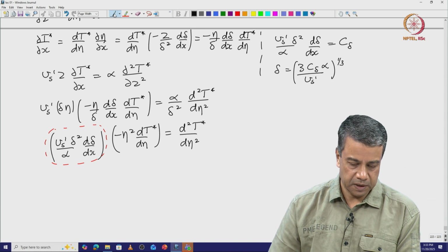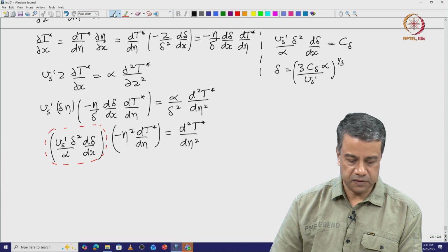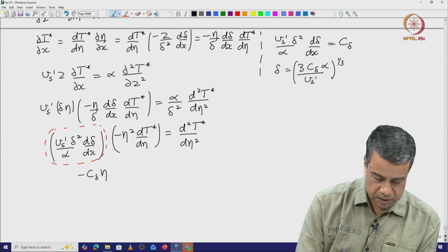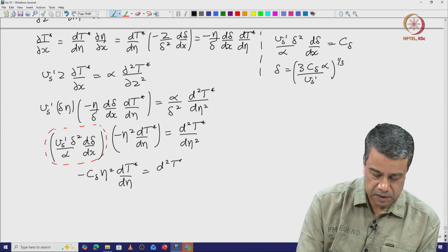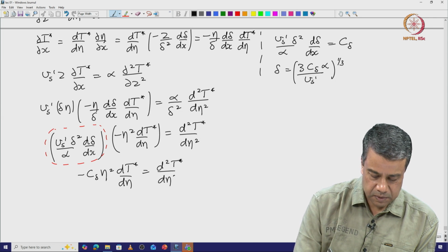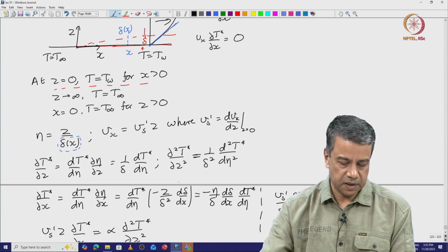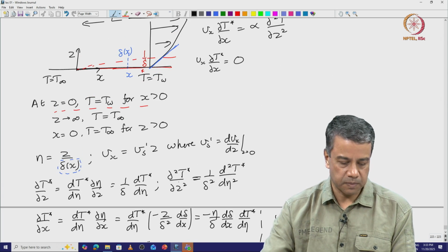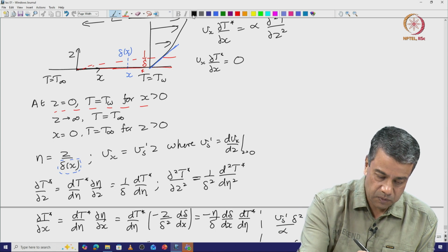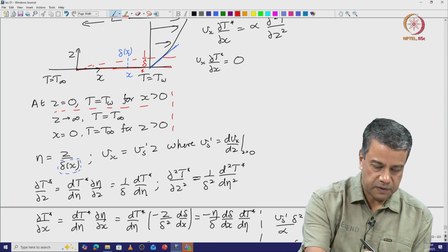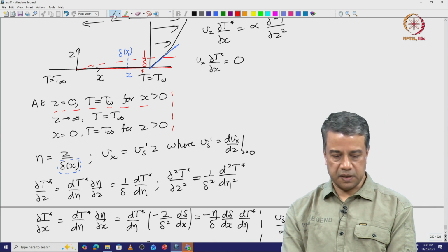So, therefore, with this transformation the equation becomes c delta eta square dt star by d eta is equal to d square t star by d eta square. Now, we have to also satisfy the boundary conditions. The boundary conditions have now to be expressed in terms of eta.